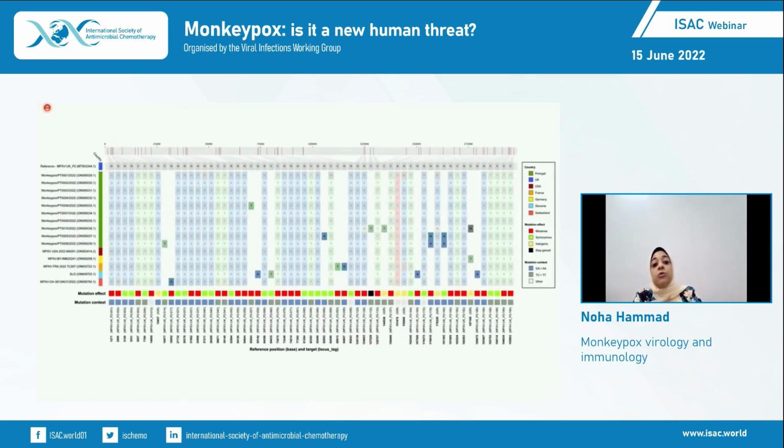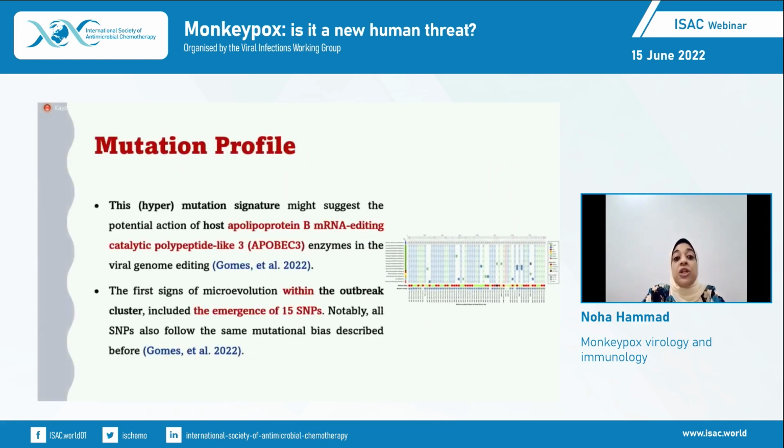Fine inspection of the mutation profile of these 50 single nucleotide polymorphisms further revealed a strong mutational bias, being guanine to adenine and cytosine to thymine nucleotide replacements. This mutational signature might suggest the potential action of host APOBEC3 enzymes, which provide host defense or innate immunity through viral genome editing.